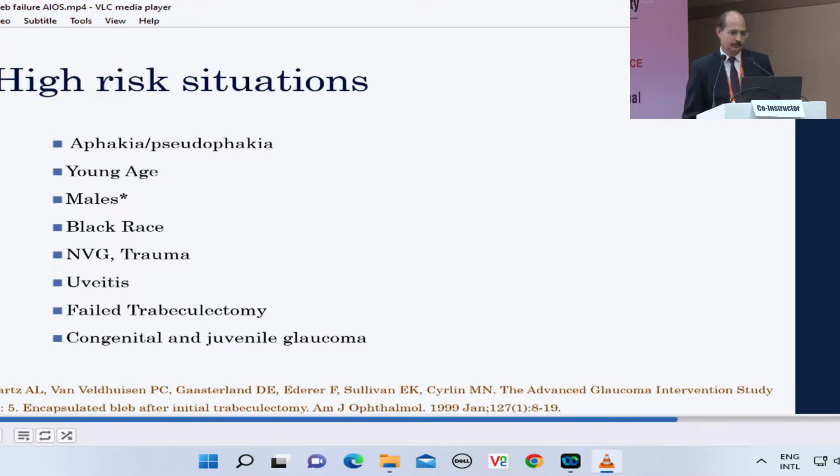Now coming on to some clinical high-risk scenarios which predispose the patients to bleb failure. These are aphakia, pseudophakia, young age, males, black race, neovascular glaucoma, trauma, uveitis, failed trabeculectomy, congenital and juvenile glaucoma, which all predispose to the bleb failure.